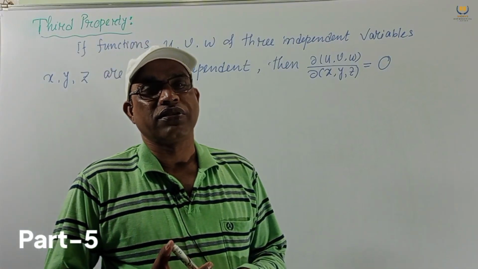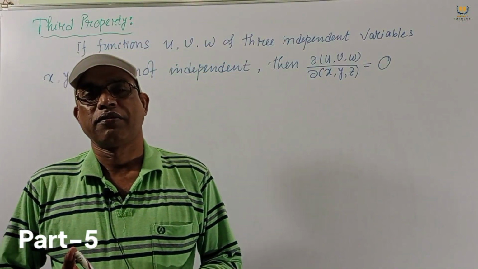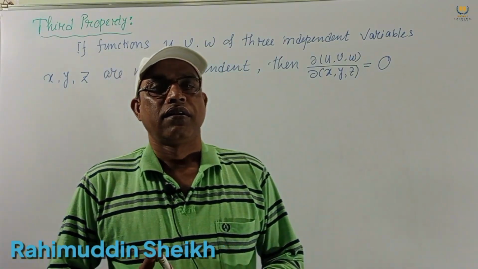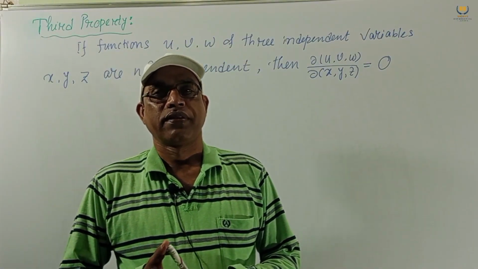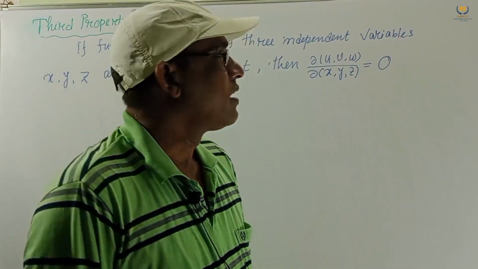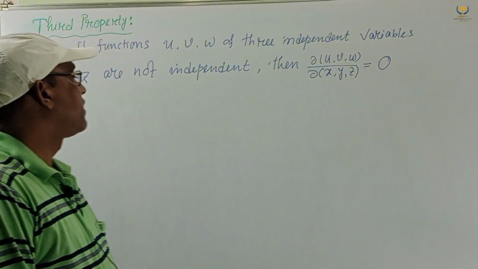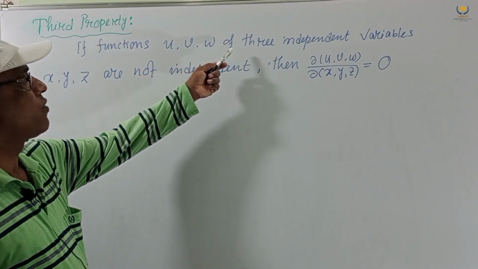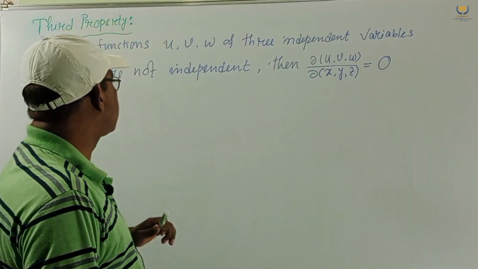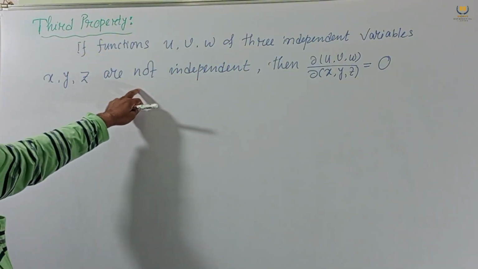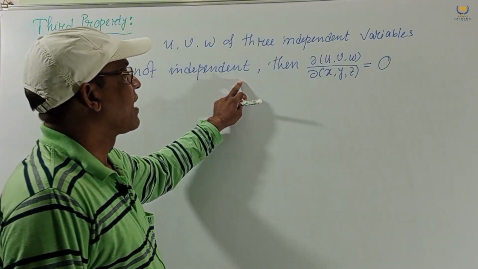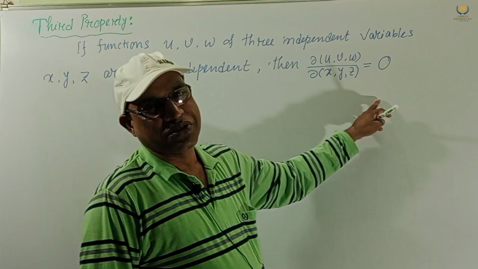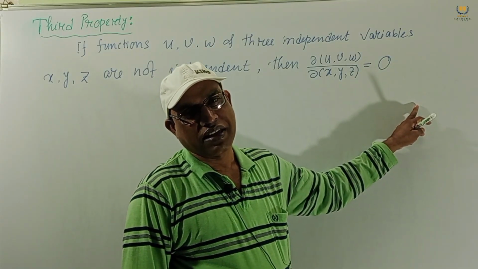Now we consider the third property of Jacobian. The third property is that if the functions u, v, w are three independent variables and x, y, z are not independent, then ∂(u,v,w)/∂(x,y,z) equals 0. This is property 3.